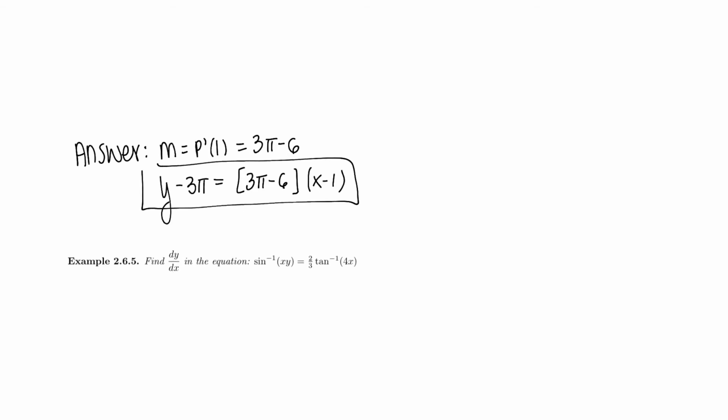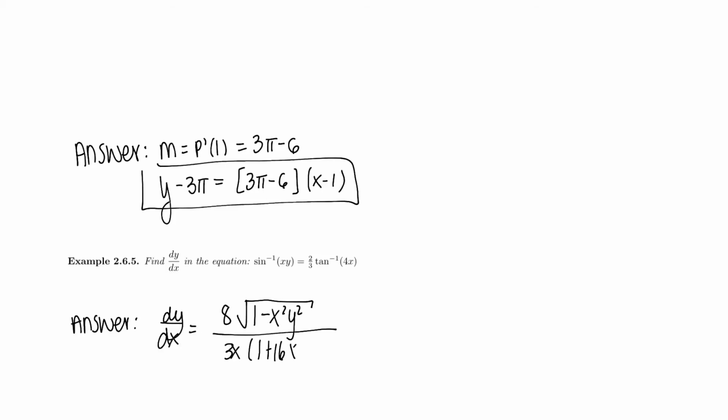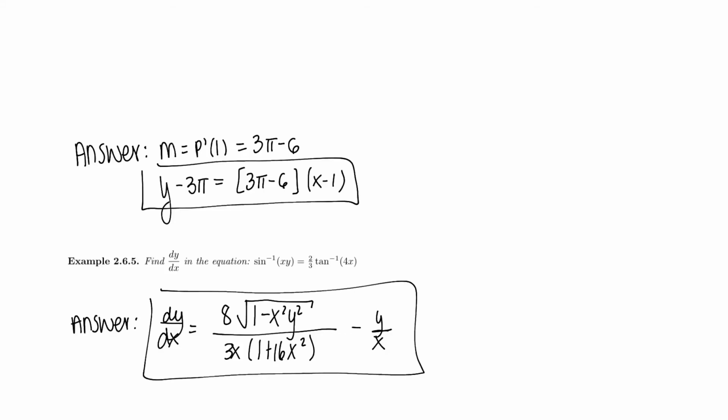And for this one down here, the derivative ends up being, again, this is just so you can do these ones on your own, dy dx equals 8 times the square root of 1 minus x squared y squared over 3x times 1 plus 16x squared minus y over x. Right. So if you want to give those ones a try, that is there for you. Can I answer any questions about either of these 2 sections?